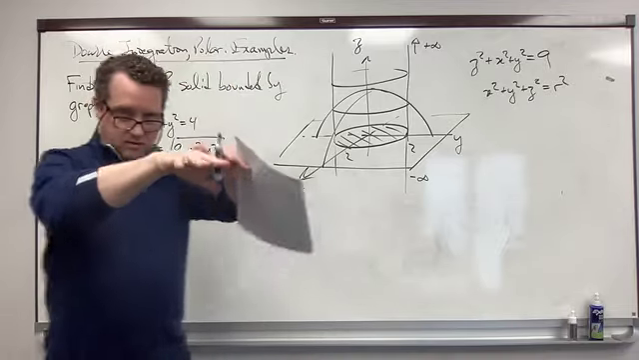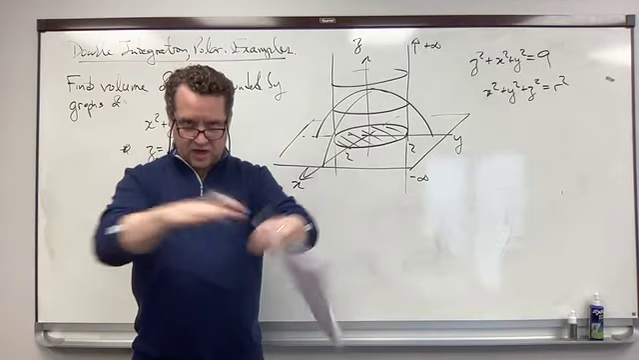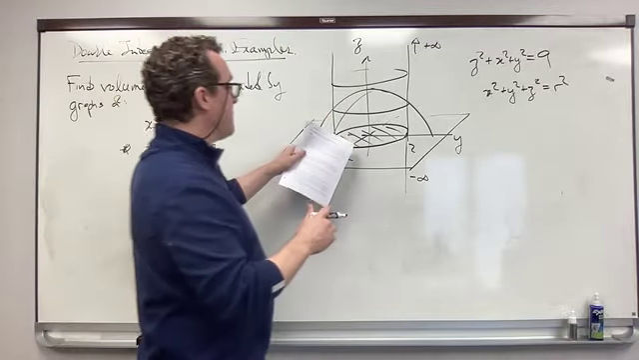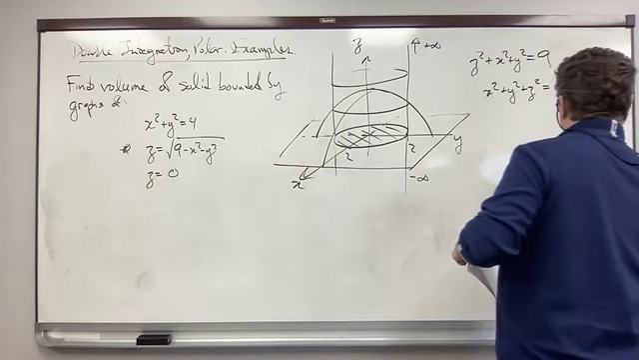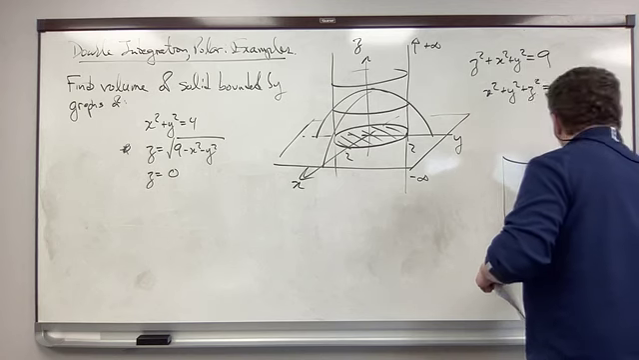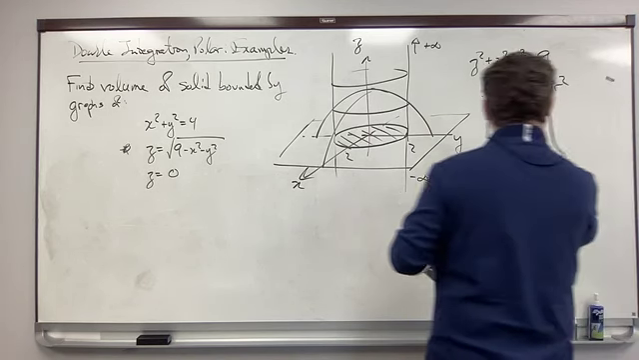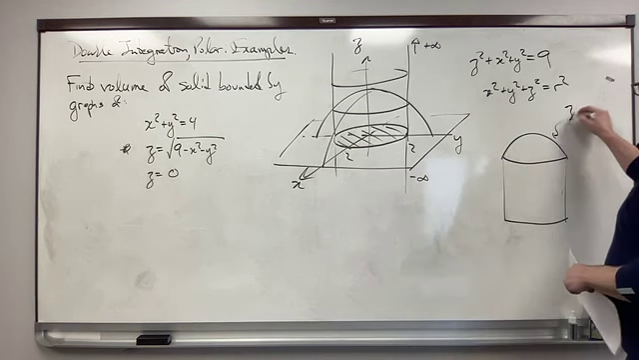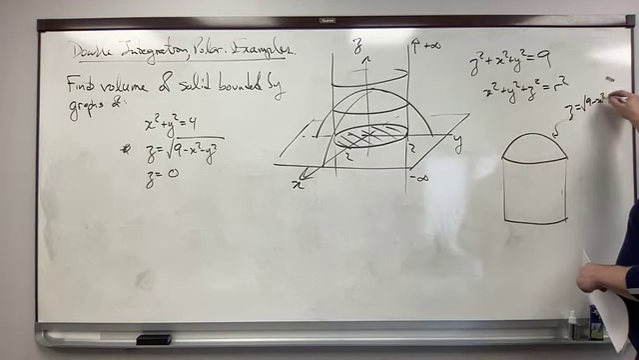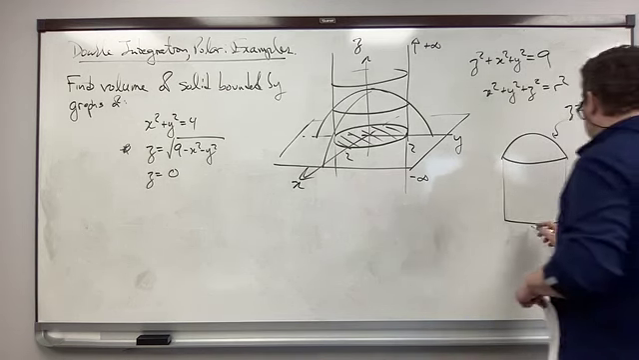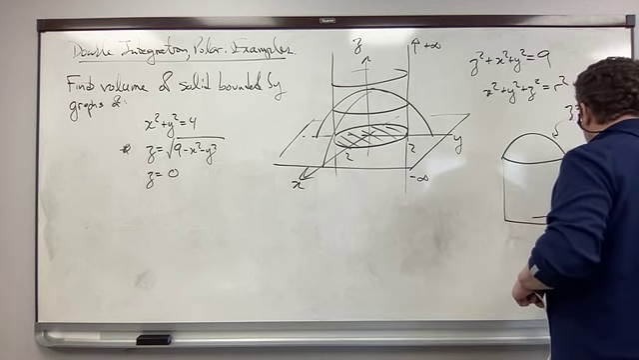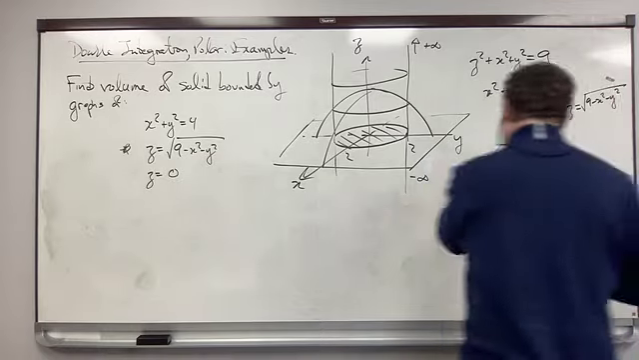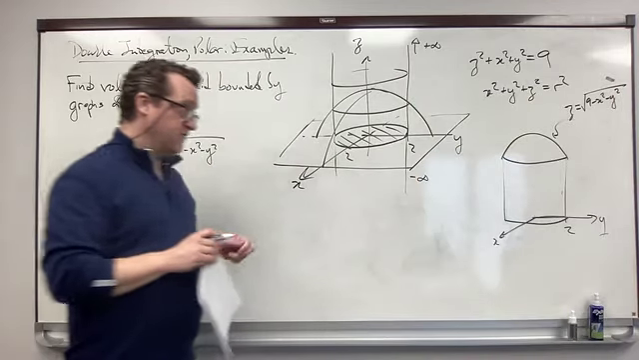Okay, so we have this upside down bowl sitting on top of the XY plane, and then there's a vertical cylinder running through it. So the final surface that we have is really a cylinder sitting here with a dome on top, and the dome is z equals the square root of 9 minus x squared minus y squared, and this circle is radius 2 in x and y. All we have to do now is find the volume of this thing.